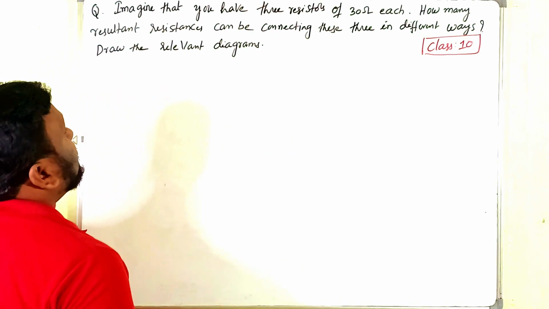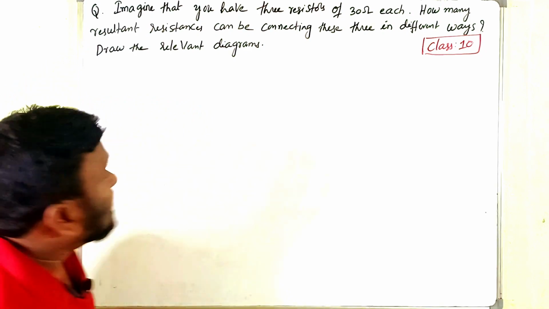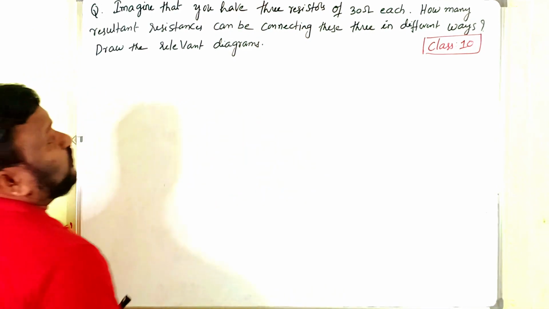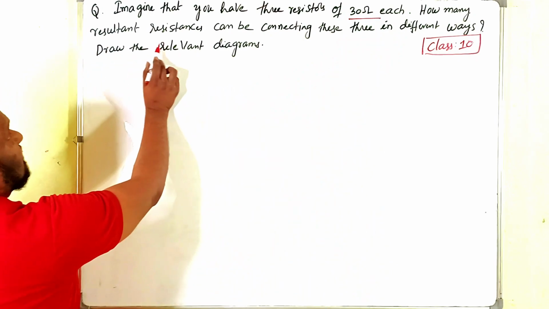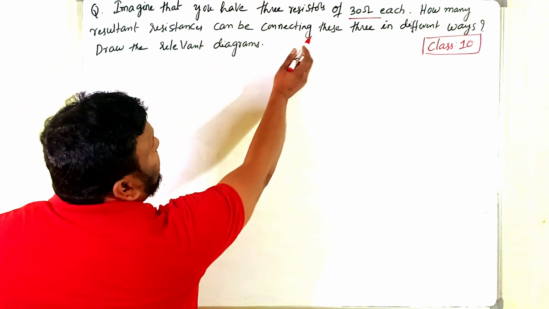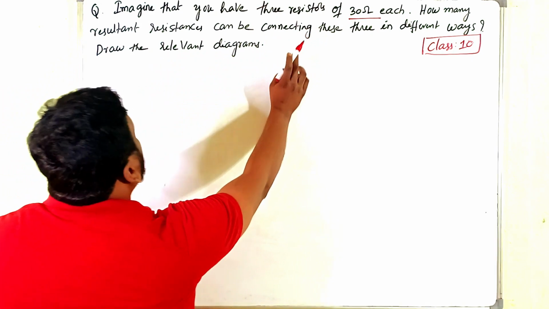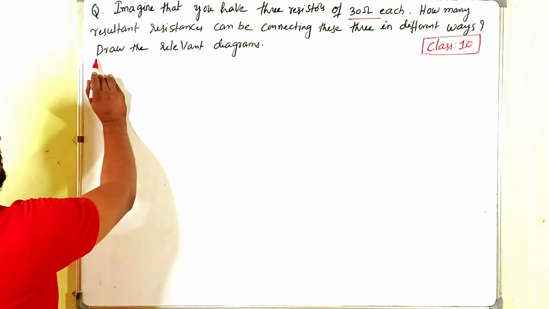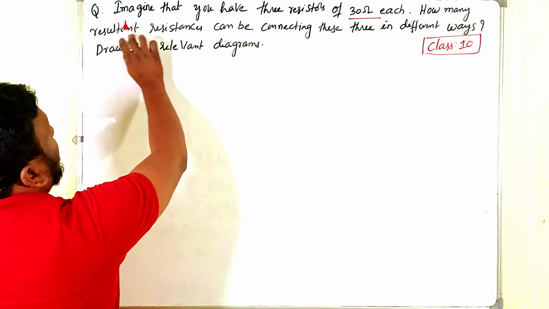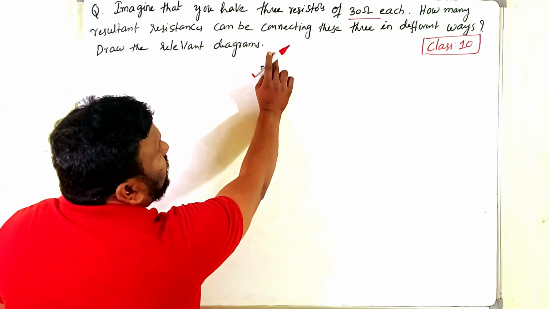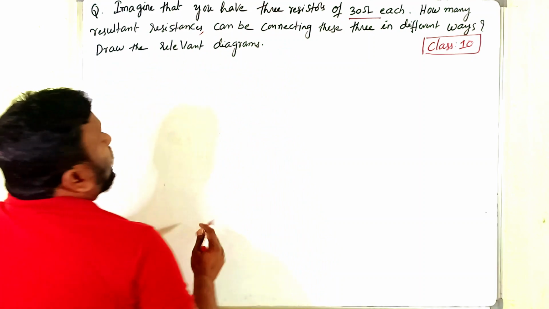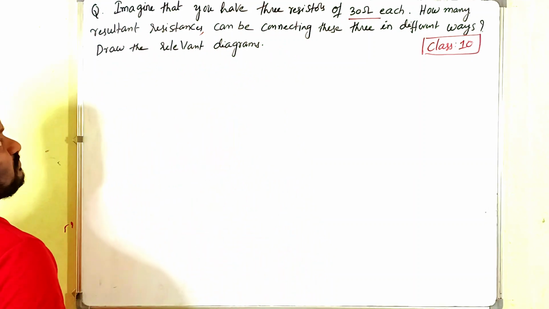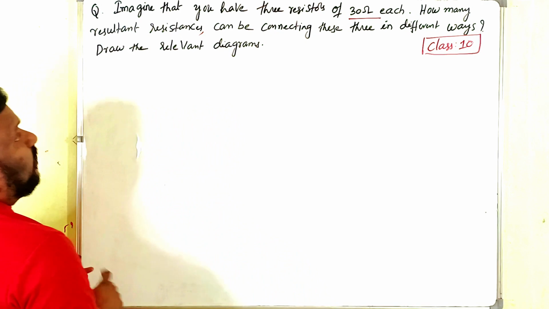The question is like this. Imagine that you have three resistors of 30 ohms each. How many resultant resistances can be obtained by connecting these three in different ways? Draw the relevant diagrams. Imagine that you have three resistors of 30 ohms. How many resultant resistances can be obtained by connecting these three in different ways? Draw the relevant diagrams. Clear children, what was given?